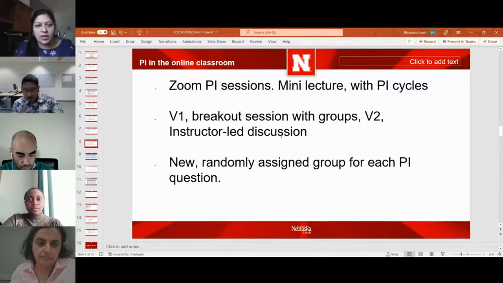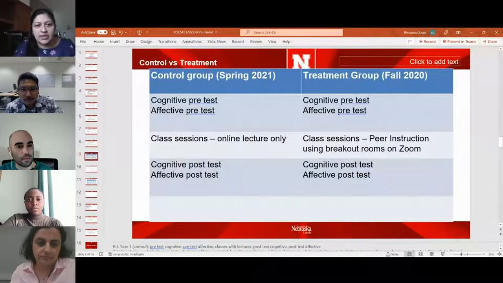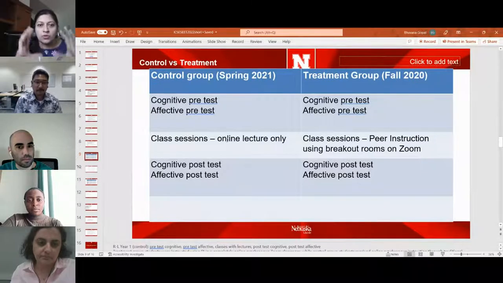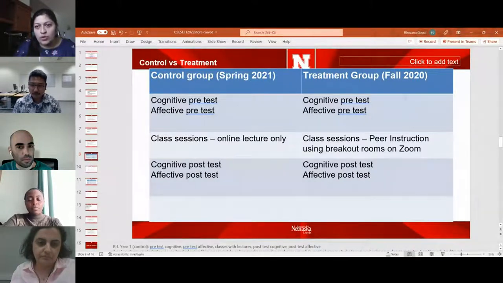And for each one of these cycles, we had a randomly assigned group. So again, there's a pre-test, post-test format. Here's the pre-test, here's the post-test. The only difference between the control and treatment group is that, with the materials being the same, topics being the same, instructor being the same, and order of content being taught being the same, the first control group was all lecture. The treatment group, conducted in the previous year, was completely using the PI cycles.